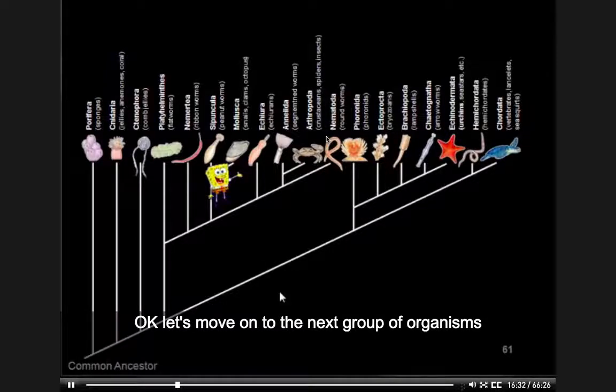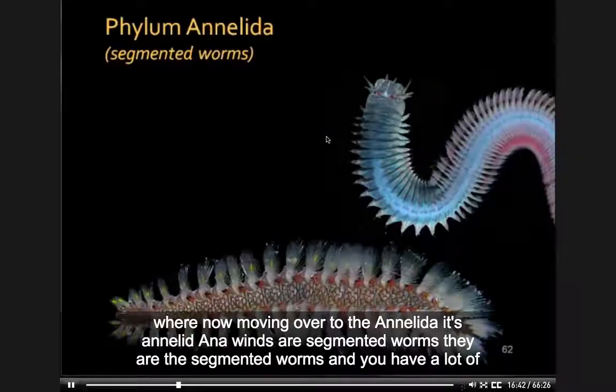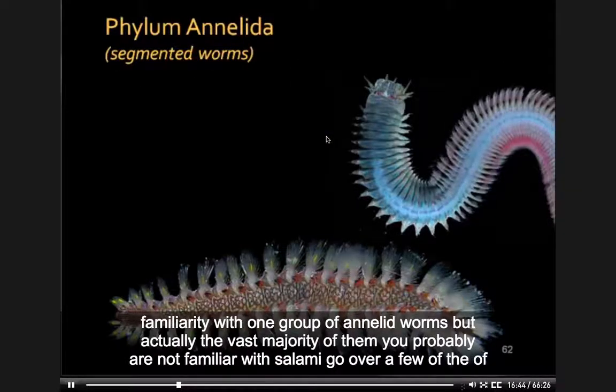Okay, let's move on to the next group of organisms. We're now moving over to the annelids. Annelids are segmented worms. They are the segmented worms. And you have a lot of familiarity with one group of annelid worms, but actually the vast majority of them you probably are not familiar with.